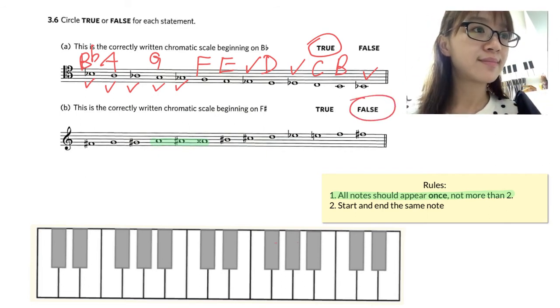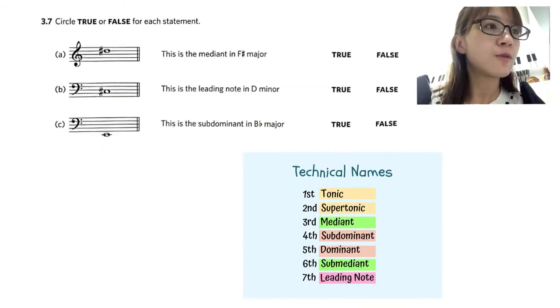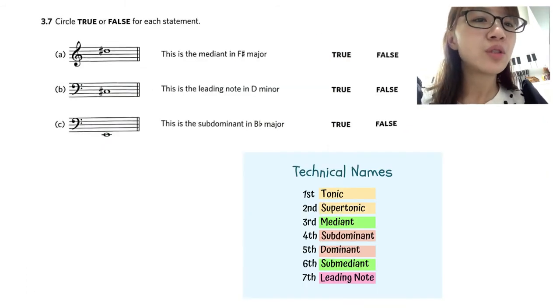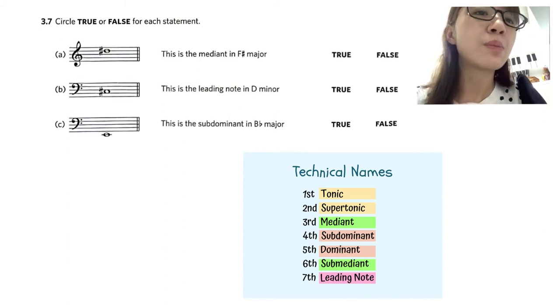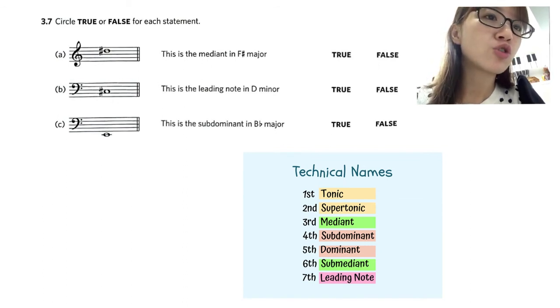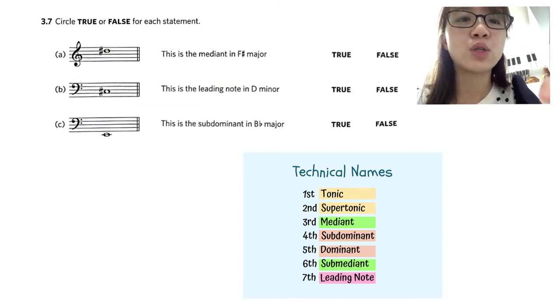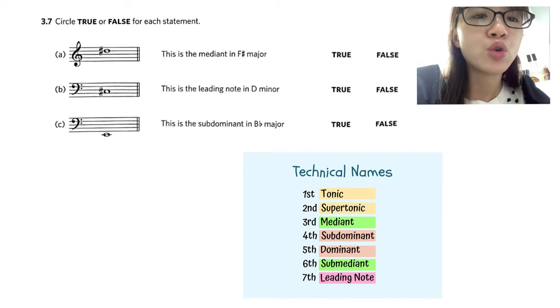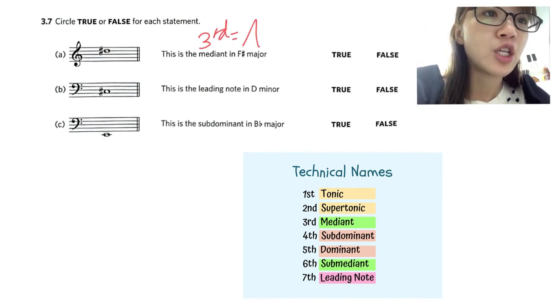false. For this question, the student is not only required to know the technical names, but it is also important to know the key signature. The mediant, for example, the mediant in F sharp major, the third note of the F sharp, the third note is F, G, A, is the A note. Okay, this is not correct. This is a D note. It should be the A note, and you should consider there is an A sharp. The third note should be the A sharp.